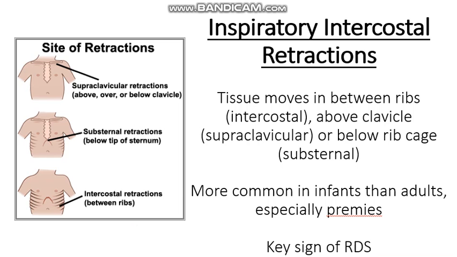Clinical connections. Inspiratory intercostal retractions is when tissue moves in between ribs, called intercostal, above the clavicle, called supraclavicular, or below the rib cage, called substernal. It is more common in infants than adults, especially preemies. It is a key sign of RDS.